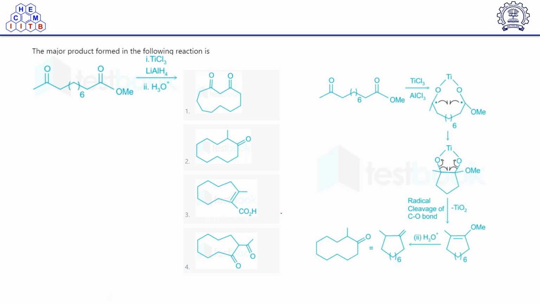Under titanium chloride and aluminum chloride conditions, this will be coordinated to titanium, and here this radical will form. It will combine to give the cyclopentane ring, and then this TiO2 will be eliminated to give this alkene here. So this we have discussed.